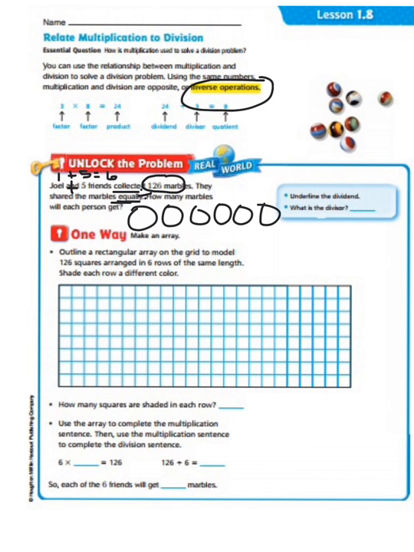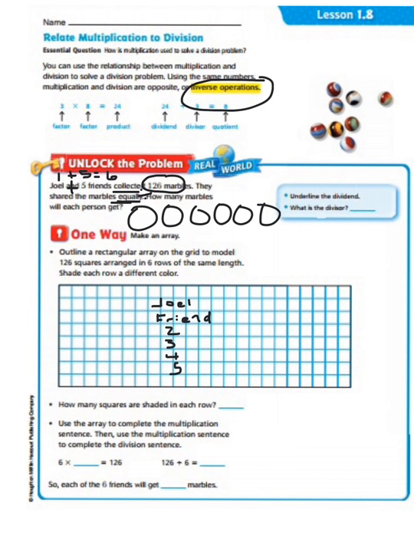So we will begin with each friend. So we have Joel, and we have 5 friends. Friend 2, friend 3, friend 4, and friend 5. So we have to give each one of them the same number of marbles. So how can we do that? We have our grid here.